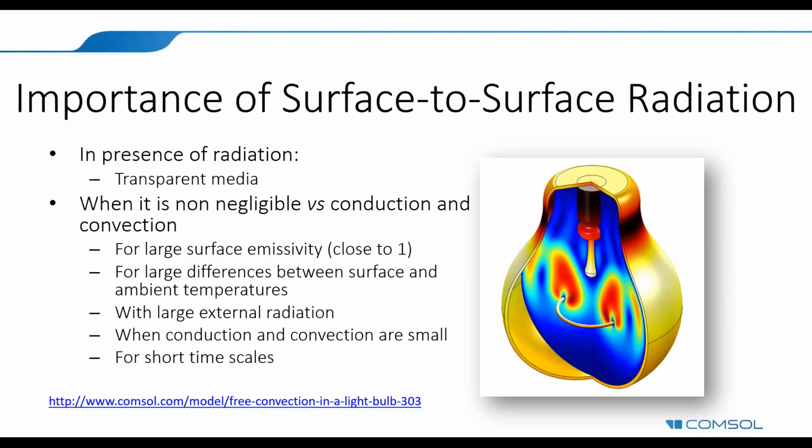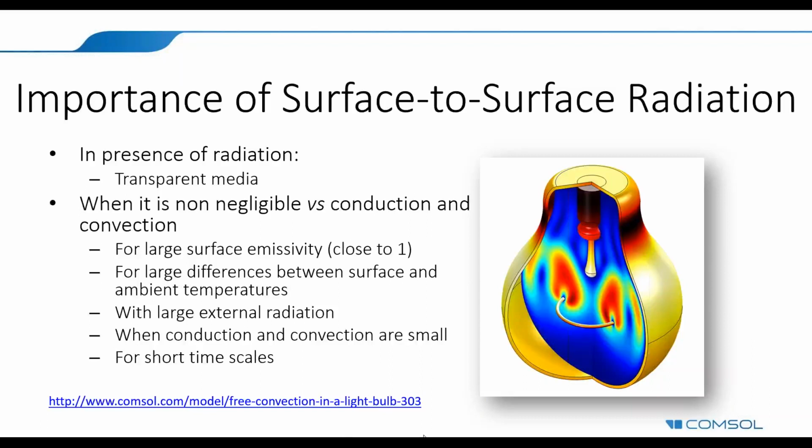There is one last point that I mention here. Conduction is quite slow in materials, convection is related to the speed of the fluid, and radiation is actually very fast. Radiation has the speed of light, so it's almost instantaneous. And when you are looking at applications at very small time scales, sometimes it's only the radiation that will influence the temperature distribution.